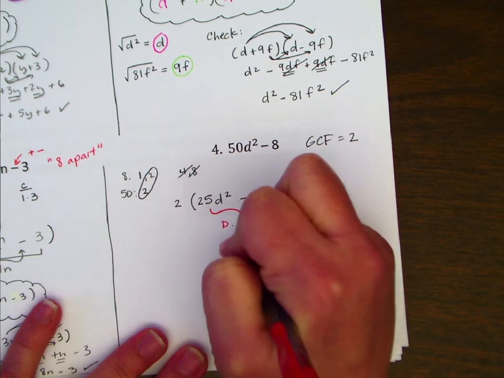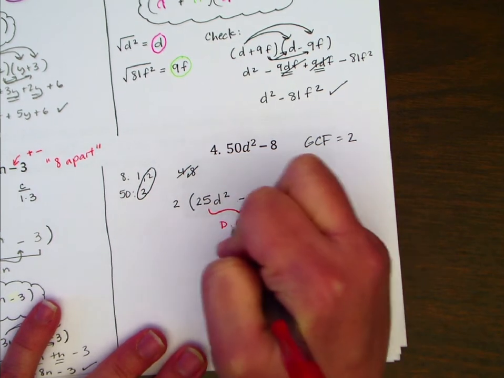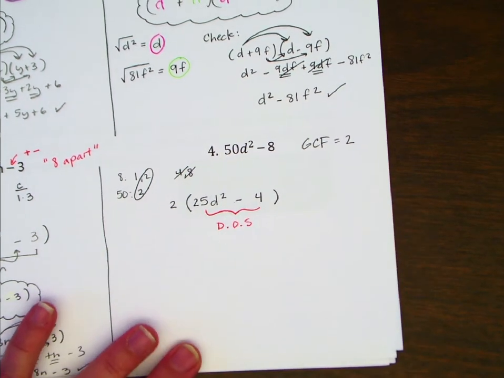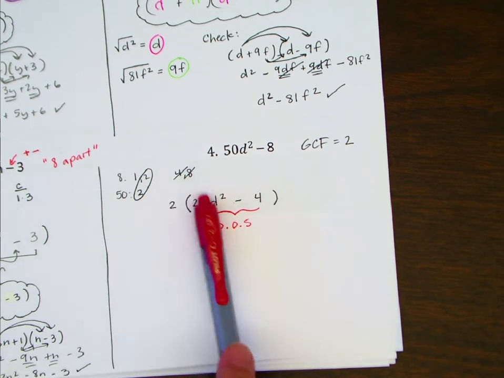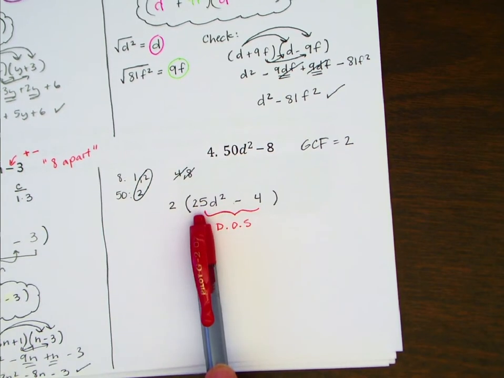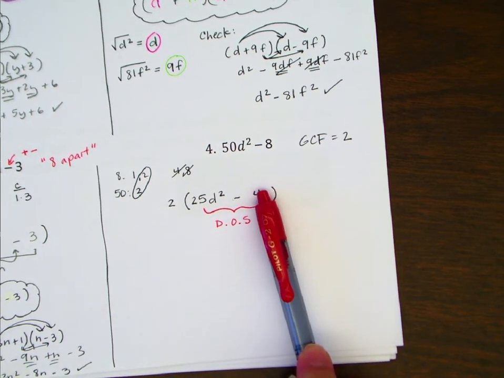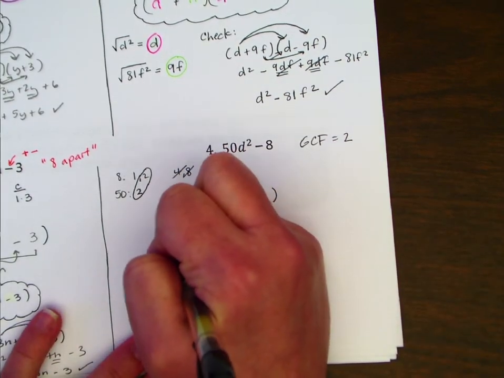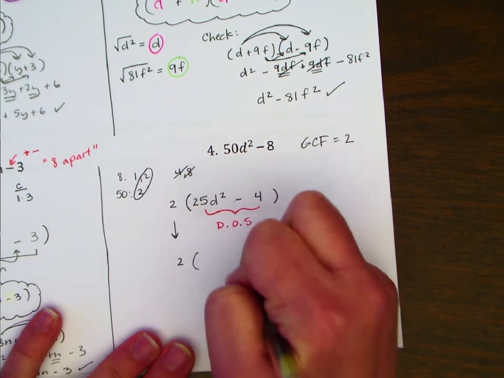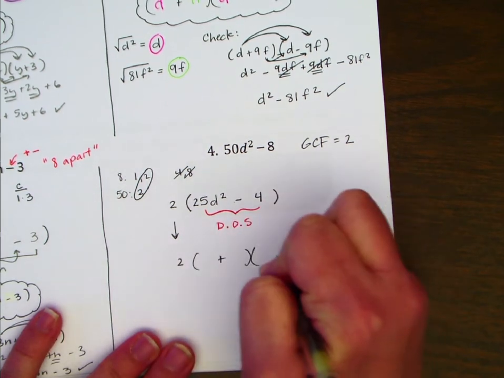I'm going to abbreviate it, DOS. If you're not going to remember what DOS stands for, just write down difference of squares. Okay, so I know that I have to take the square root of the first term, put it in the front of the parentheses. Take the square root of the back term, put it in the back of the parentheses. Then I need to make 1 positive and 1 negative. And just bring the 2 down. Bring the 2 down. 1's positive, 1's negative.